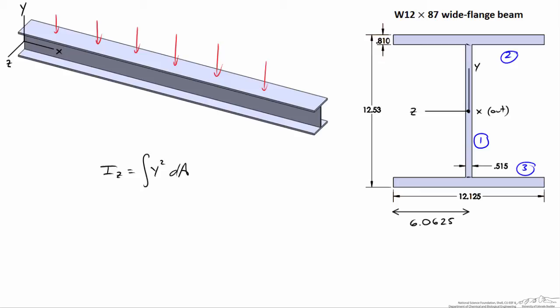And the other dimension that we want is the distance from the centroid to the bottom of the upper flange, and this is 5.455 inches. And the other dimension that we'll want is the distance from the centroid to the top of the upper flange, and that's 6.265 inches.